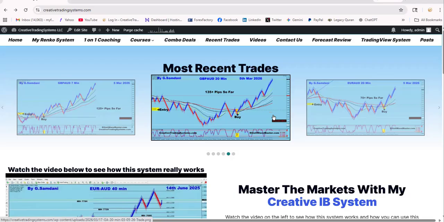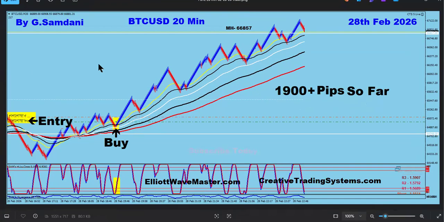Which ended today, Friday. Right now it's 9:44 p.m. So let's get started. I have it open here. All right, this is the first trade, and it was on Saturday, last Saturday, the 28th, and Bitcoin is open.